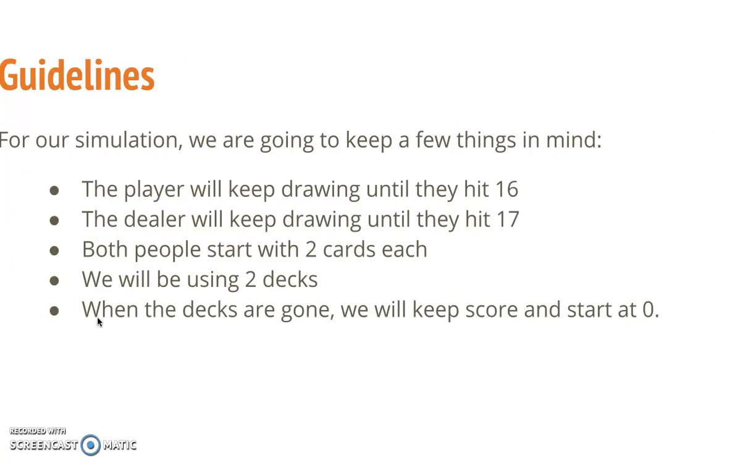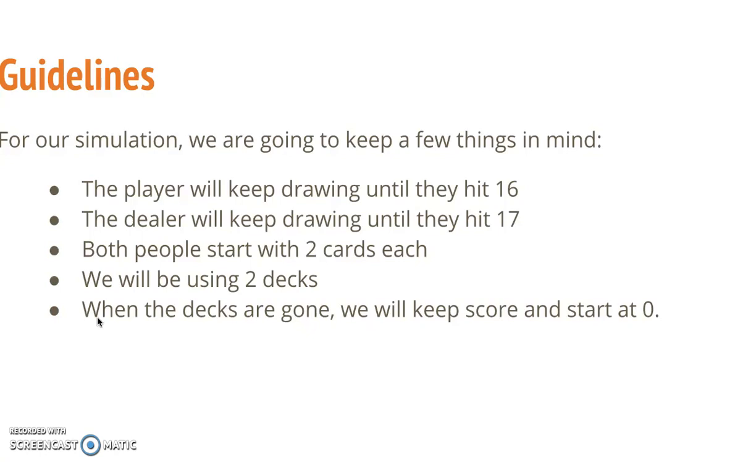For our particular simulation, we're just going to keep in mind that the player stands at 16. They're going to keep drawing until they hit 16, and the dealer is going to keep drawing until they hit 17. Both of the players are going to start with 2 cards each. In a typical game, the dealer has 1 card face up so that you can make a decision based on that 1 card what you want to do. But in our simulation, the player is not going to see either of the dealer's cards.